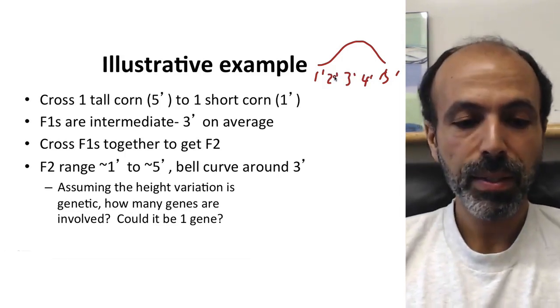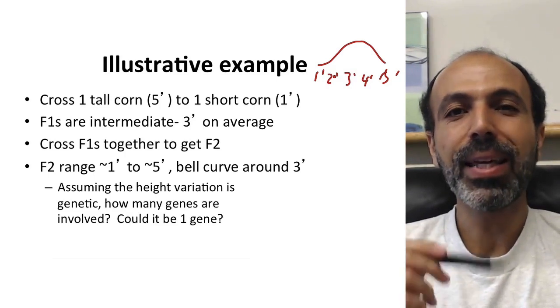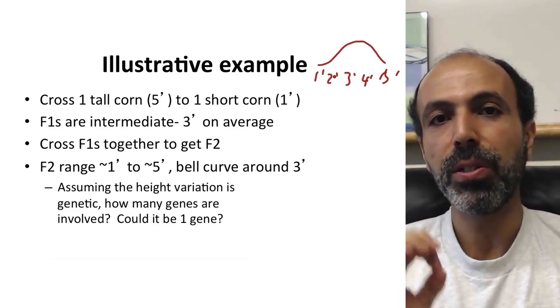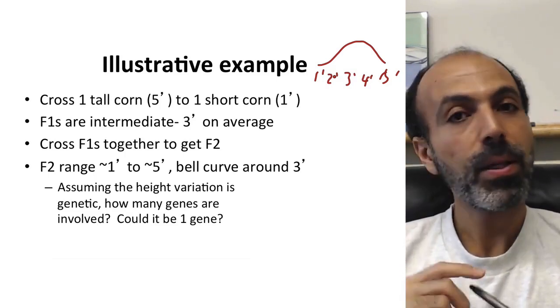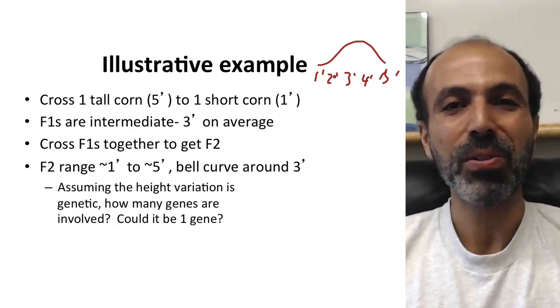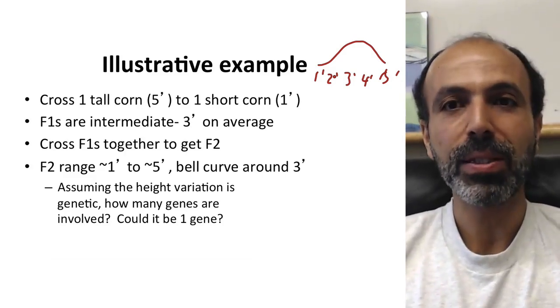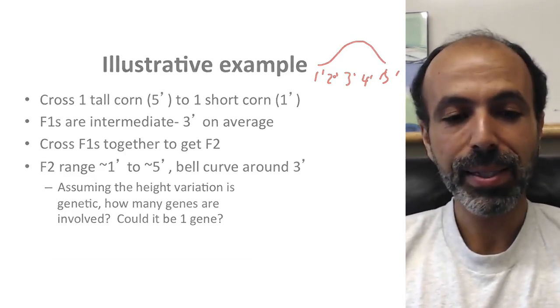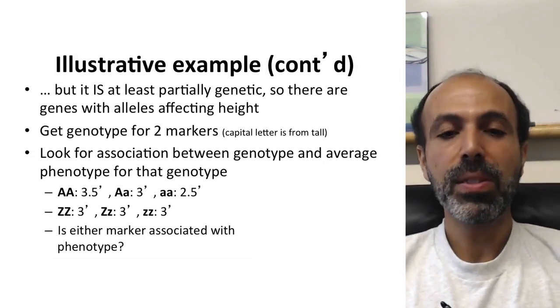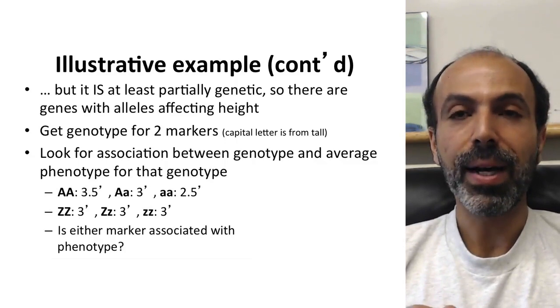Now, assuming the height variation is genetic, how many genes are involved? Is this likely to be a single gene effect? The answer is really unlikely, right? There would have to be a lot of different alleles doing this. So probably not. It's much more likely to be caused by many genes. Nonetheless, we know that this height difference is at least partially genetic, so there are genes affecting height.